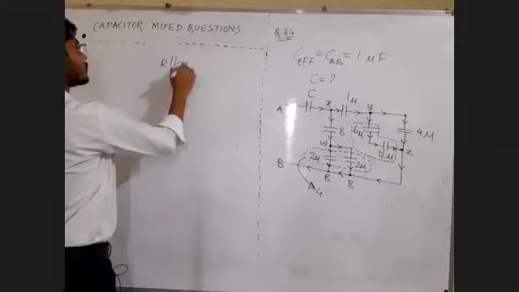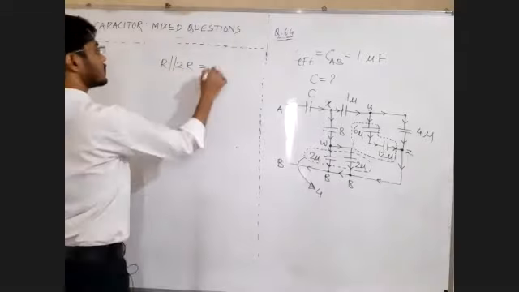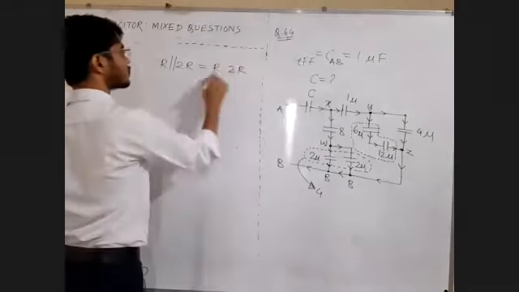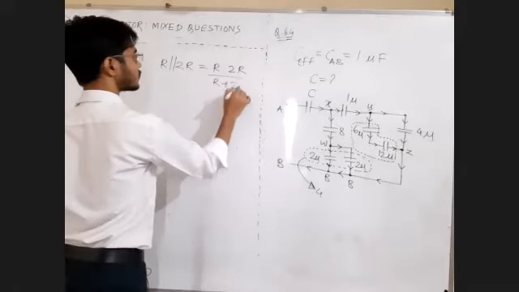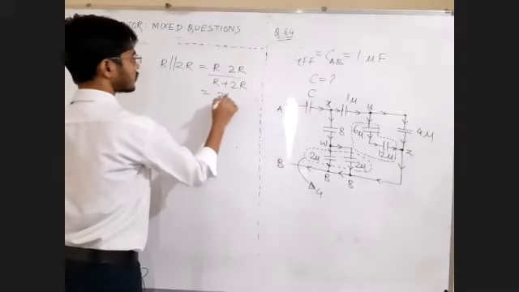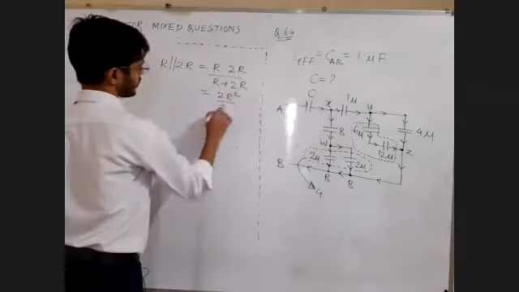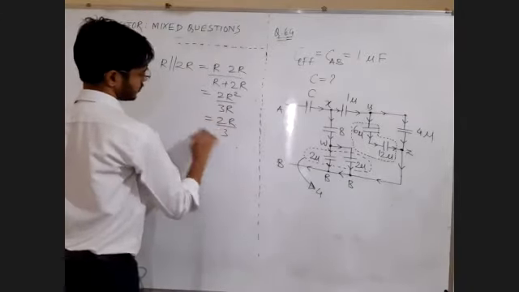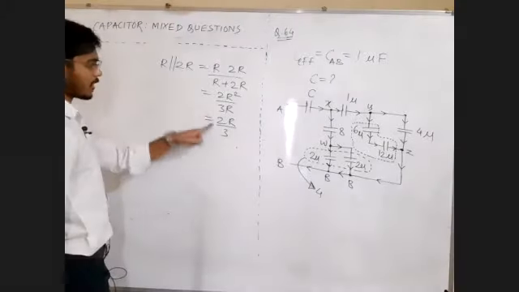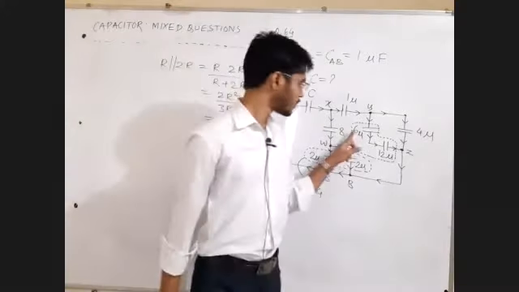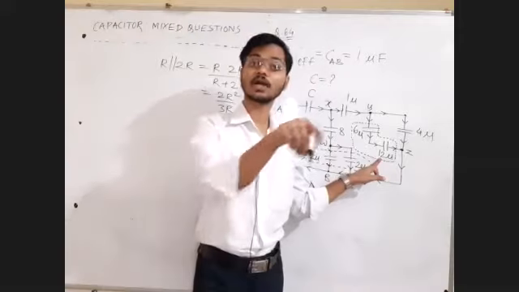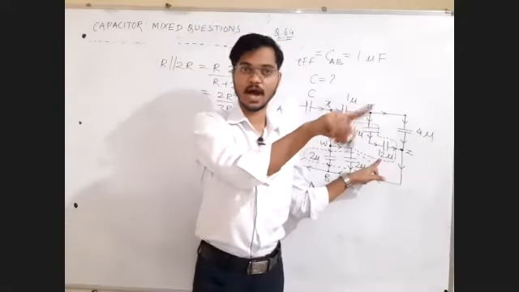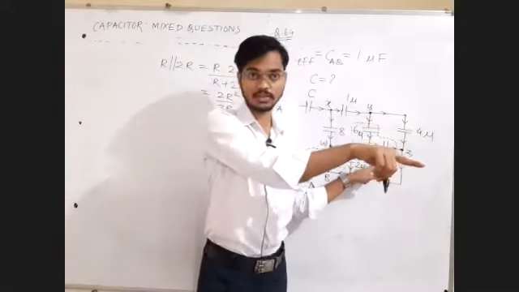R to R parallel: R1 R2 upon R1 plus R2, which is 2R square upon 3R. R square R is cancelled, so R to R parallel is 2R upon 3. C to C series, R to R parallel is 2R upon 3.